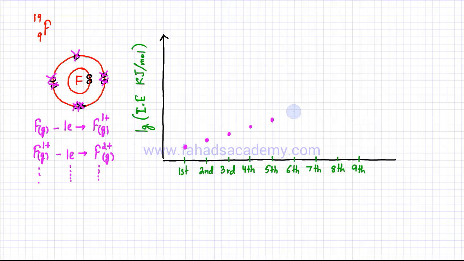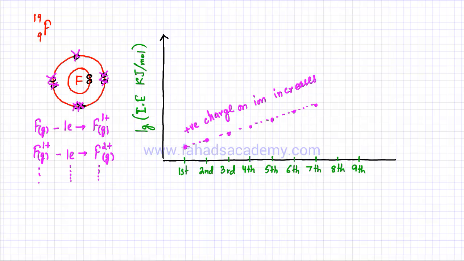So I remove the sixth and the seventh electron. For my sixth and seventh ionization energy, there's going to be a gradual increase in ionization energies, and the reason being that the positive charge on the ion increases as I keep on removing electrons. All the other factors remain almost constant.